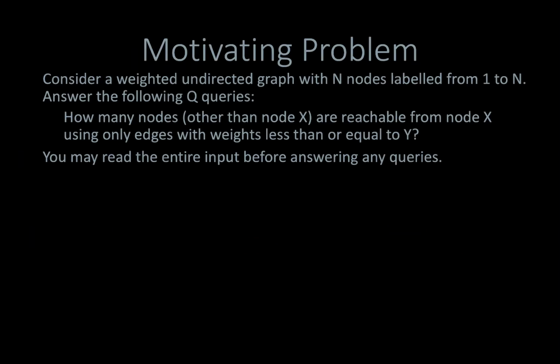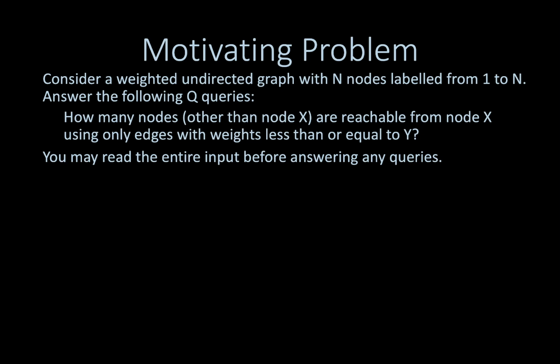Okay, let's start with a motivating problem. So first, I'm just going to walk you through what this problem is. So the problem is that we have a weighted undirected graph, and so we're given the full structure of the graph, and we have a bunch of queries. In each query, we're given a node x and a value y, and we're asked how many nodes other than x can be reached from node x using only nodes with weights less than or equal to y.